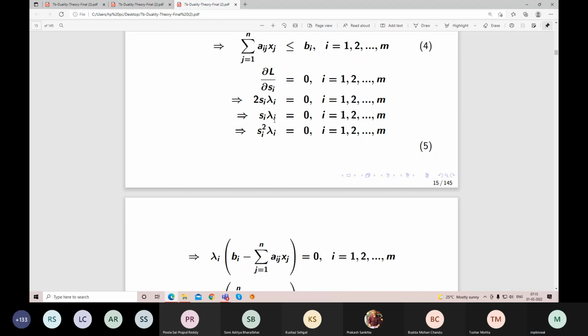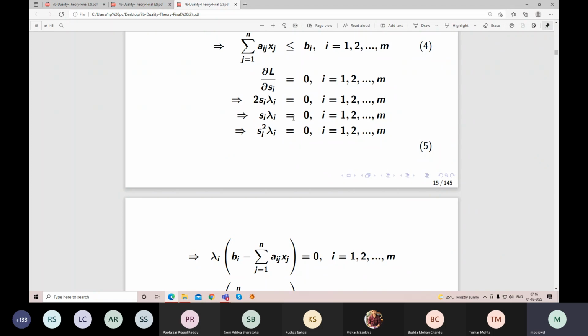Yes or no? Product equal to 0, Si into lambda equal to 0. The product 0 means both can be 0 or one of them is 0. Yes or no? Product equal to 0 means either Si equal to 0 or lambda equal to 0, or both, either S_i or lambda_i. From this, it has been adjusted.